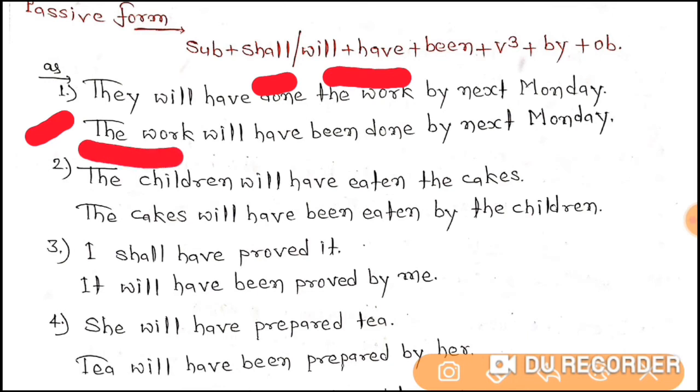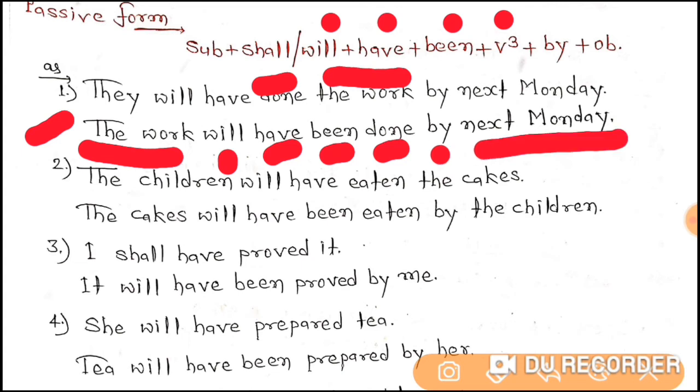So I have done here the same. The work. Will, and then have. So I have done here have. Then been, I have done here been, and then V3 done. This is perfect tense. So you will get in this tense third form of the verbs. So done, and then by. Clear? If you write here by them, your sentence will not become wrong.